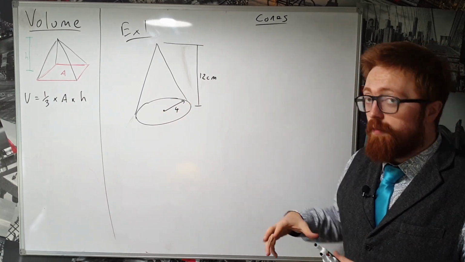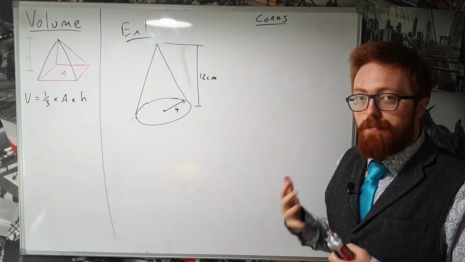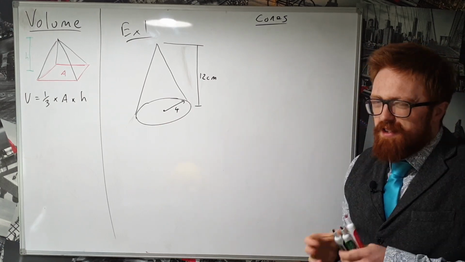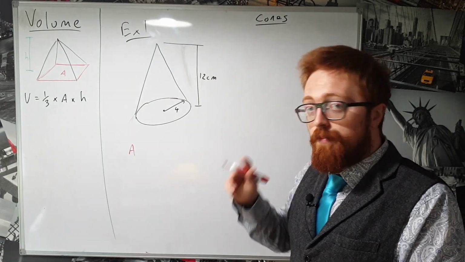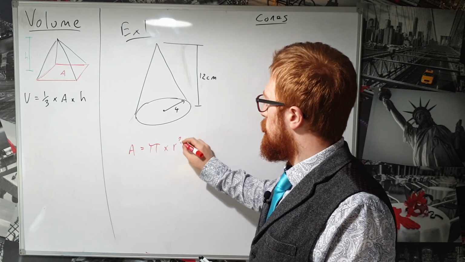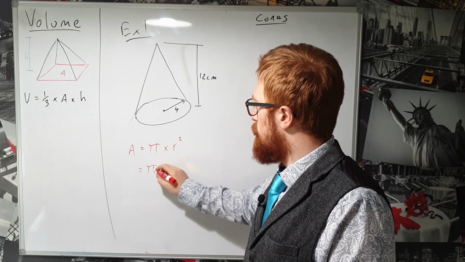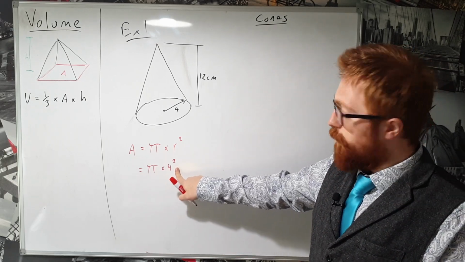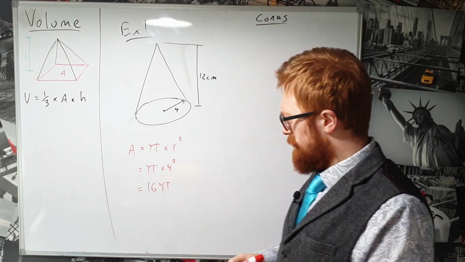So we can either use the full formula that we worked out just a few moments ago, or we can do it the same as the pyramid, work out the area of the base and then substitute into the formula. Just for consistency I'll do the second one. So let's work out the area first. Well, the area is pi times the radius squared, and the radius in this case is 4, so that's just pi times 4 squared. 4 squared is 4 times 4, which is 16, so you get 16 pi.